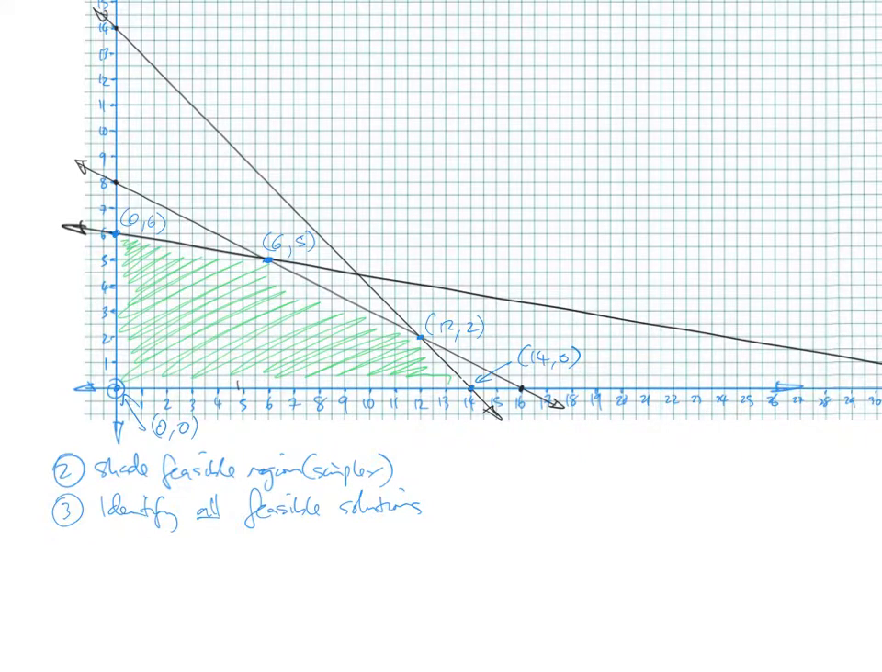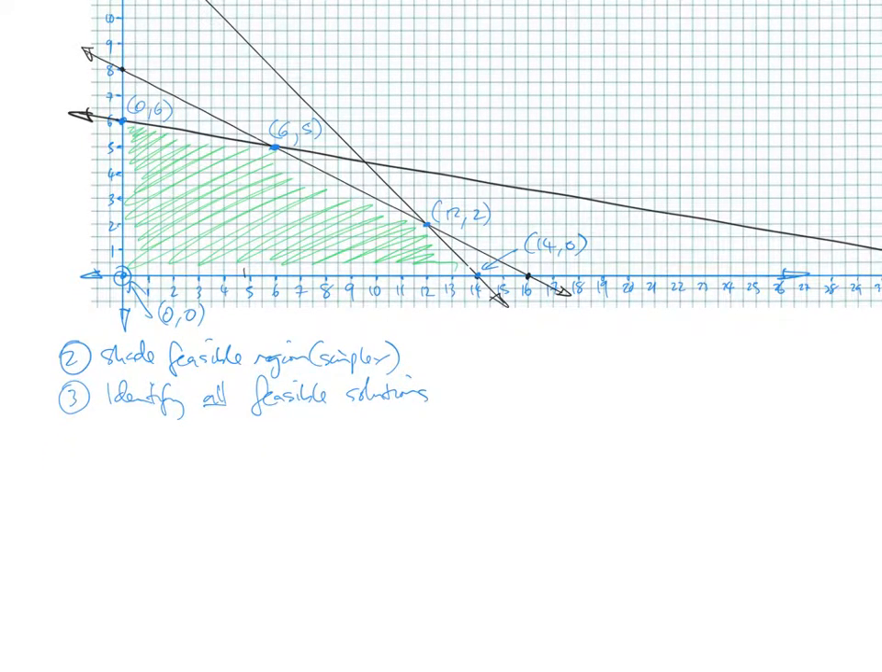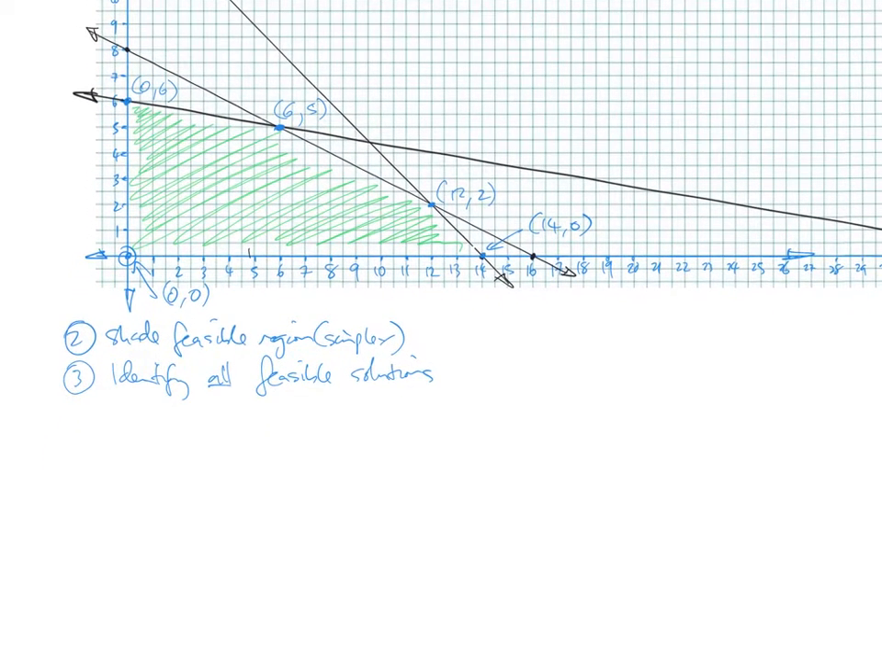So I've identified all the feasible solutions. I haven't wasted time finding all of these. Yes, they're feasible solutions, but they're definitely not going to be an optimal value because they're not at a vertex. And one of the lucky things we have for linear programming in the simplex algorithm is that the optimal value is always going to occur at a corner, not inside.